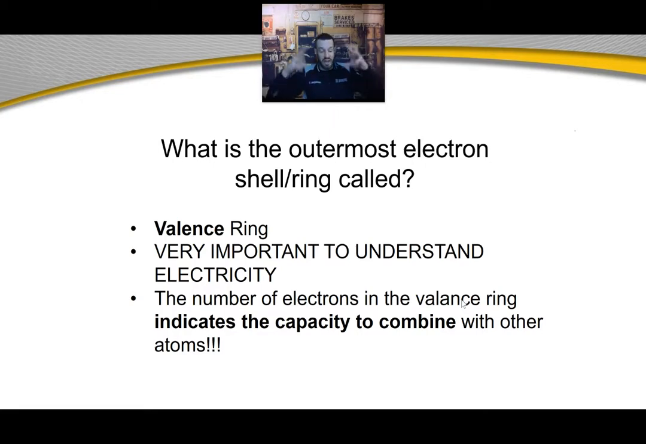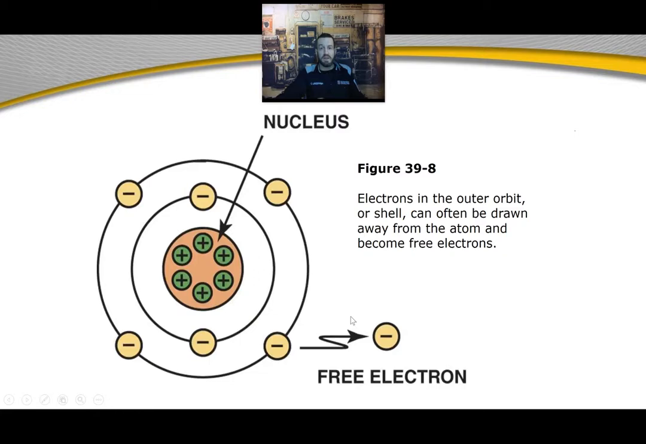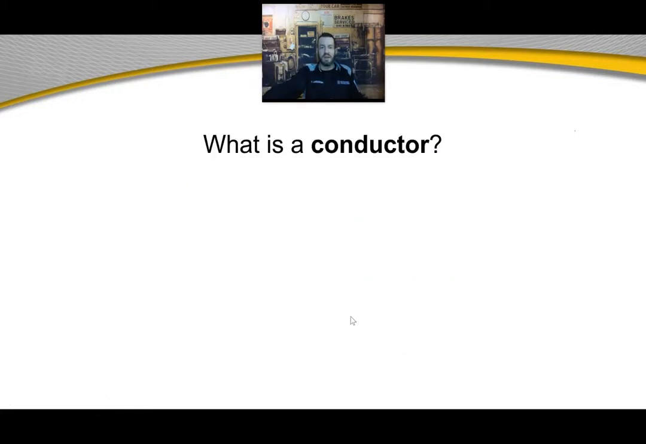If you have a solid full valence ring, the electrons are not going to move that easily. That's an insulator, like rubber. If you have 1 or 2 or 3 just floating around on that valence ring, they're probably going to be picked off pretty easily. That's a conductor. Look at this one, the orbit levels. These are all bound electrons, it's all full, and then you have that free electron right there. The free electron is drawn away from the atom by other free electrons. There's not a whole lot keeping it there.